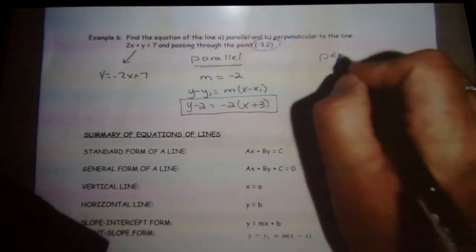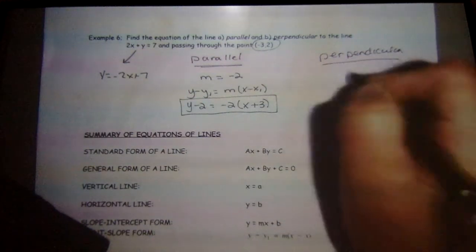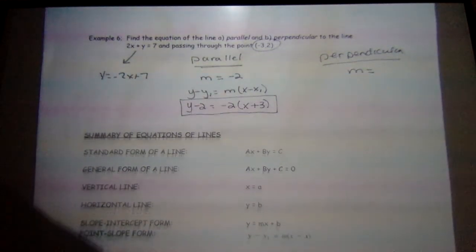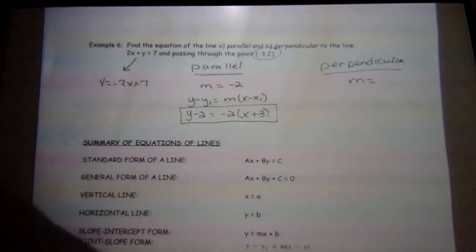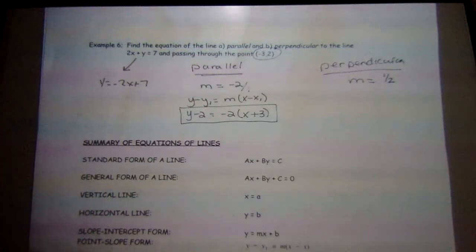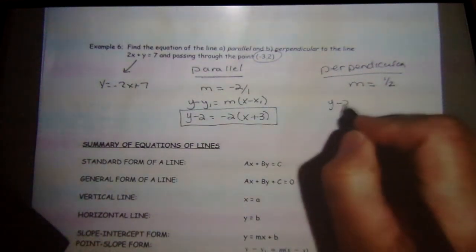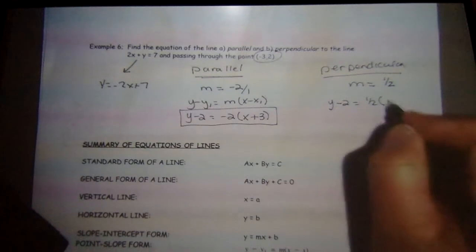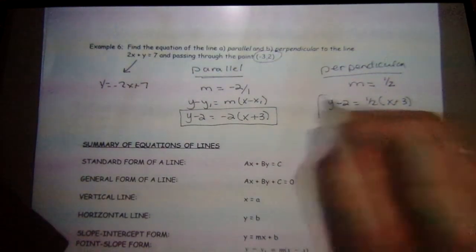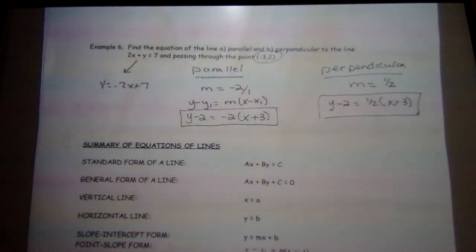Perpendicular. What's the slope of a line perpendicular to y equals negative 2x plus 7? 1/2. Change the sign. This is like being 2 over 1. So change the sign and flip it. So y minus 2 equals 1/2 times x plus 3. Questions there?